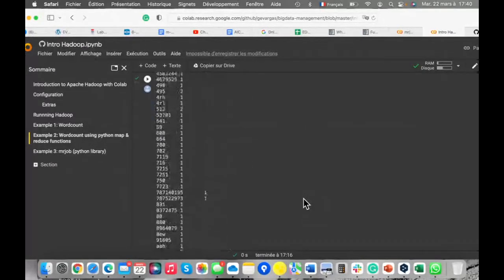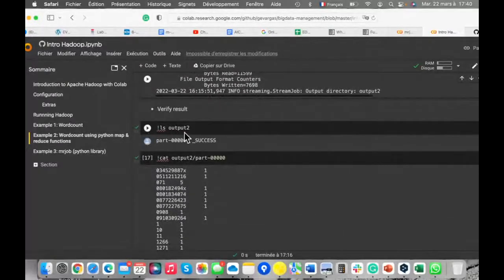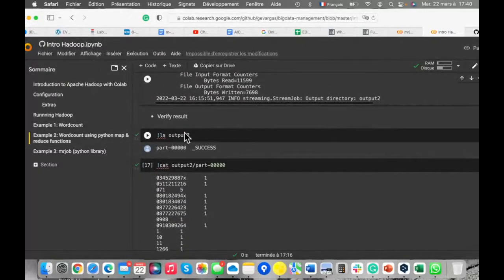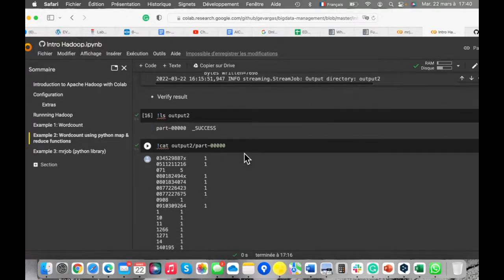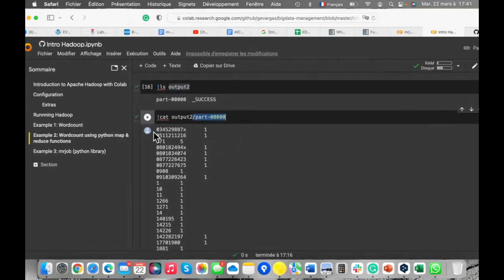So it executes and, as I said, we only know that it was executed with success and that the result lies in this folder that we specified. Okay, and the result file is always called like that unless we modify it. And you see here we have the result.